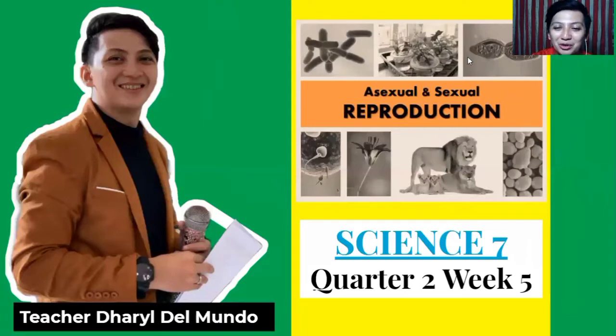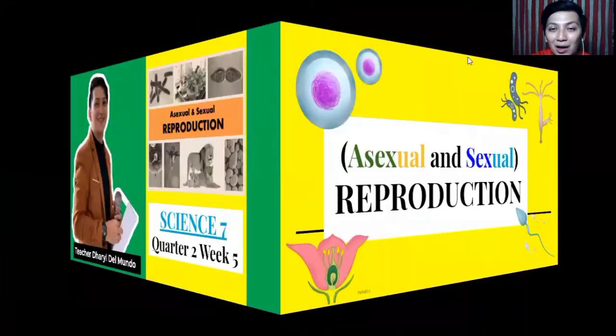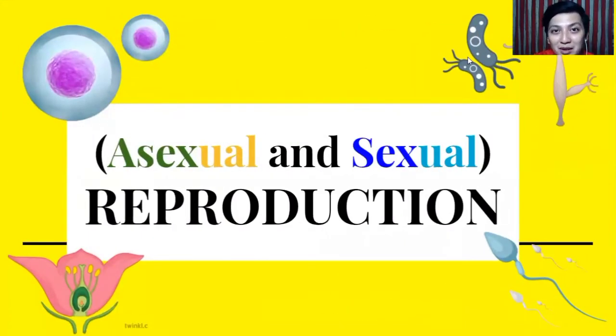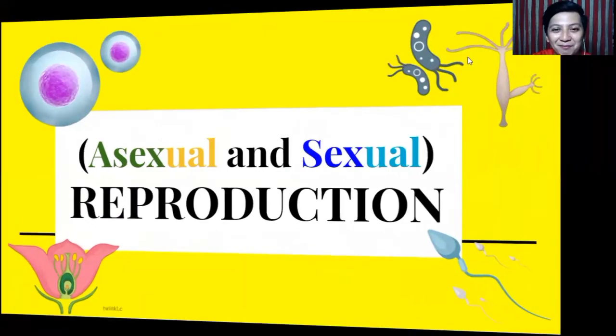So our quarter two, week number 5 is all about asexual and sexual reproduction. Basically, we will know how organisms multiply or proliferate. Paano ba sila dumami? Kasi ito yung isa sa pinaka-basic thing na ginagawa ng isang organism is to reproduce or multiply. So we are going to tackle asexual and sexual reproduction.